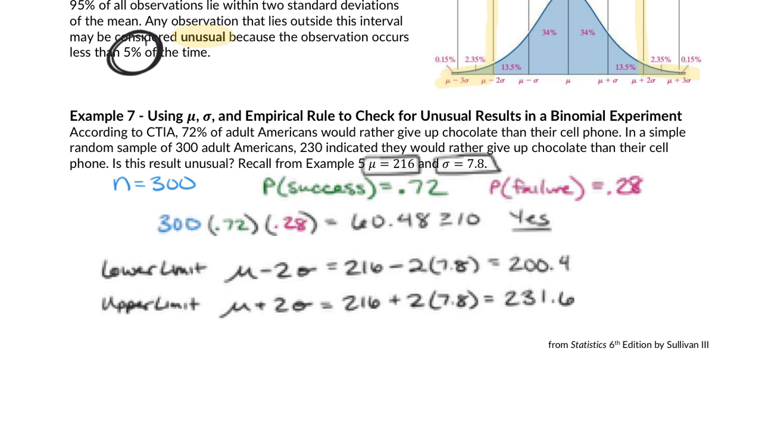Anything beyond these limits on my bell curve would be in the 5% that's outside of the 95%, so it would be considered unusual. So our number that we got, 230, is that unusual? No. Because 230 is well within, well, barely, but it is within these limits. So no, 230 is not unusual.